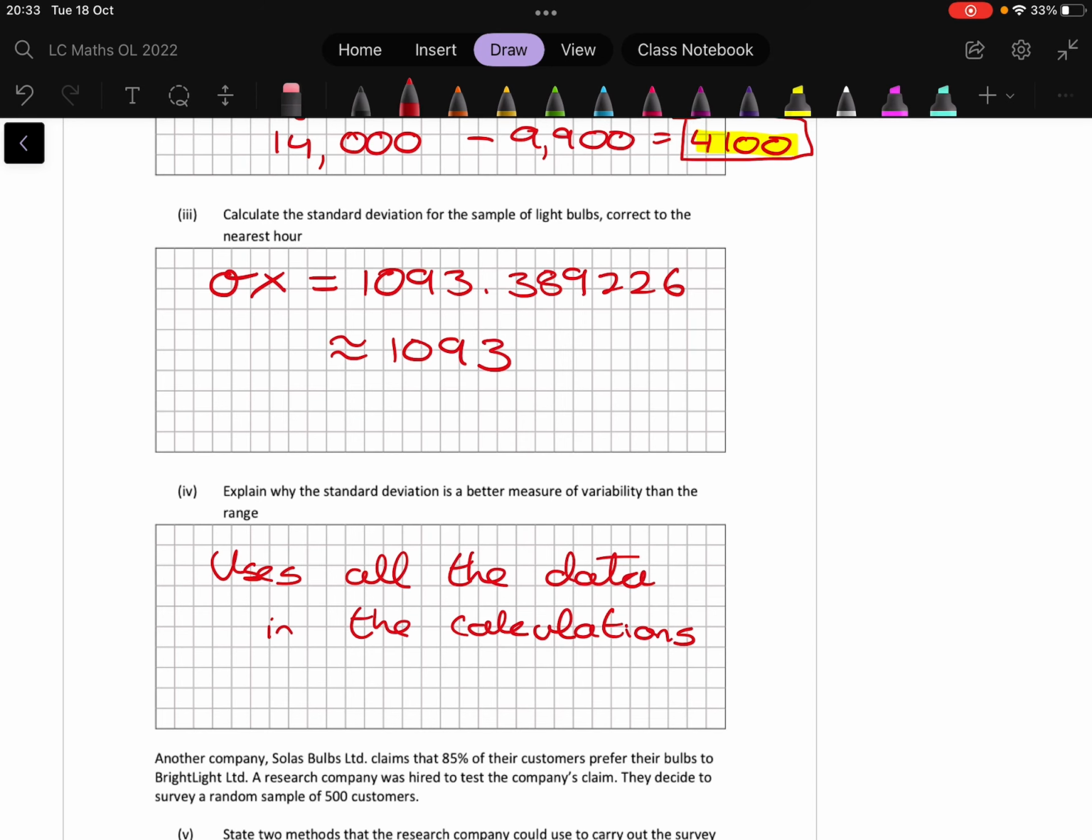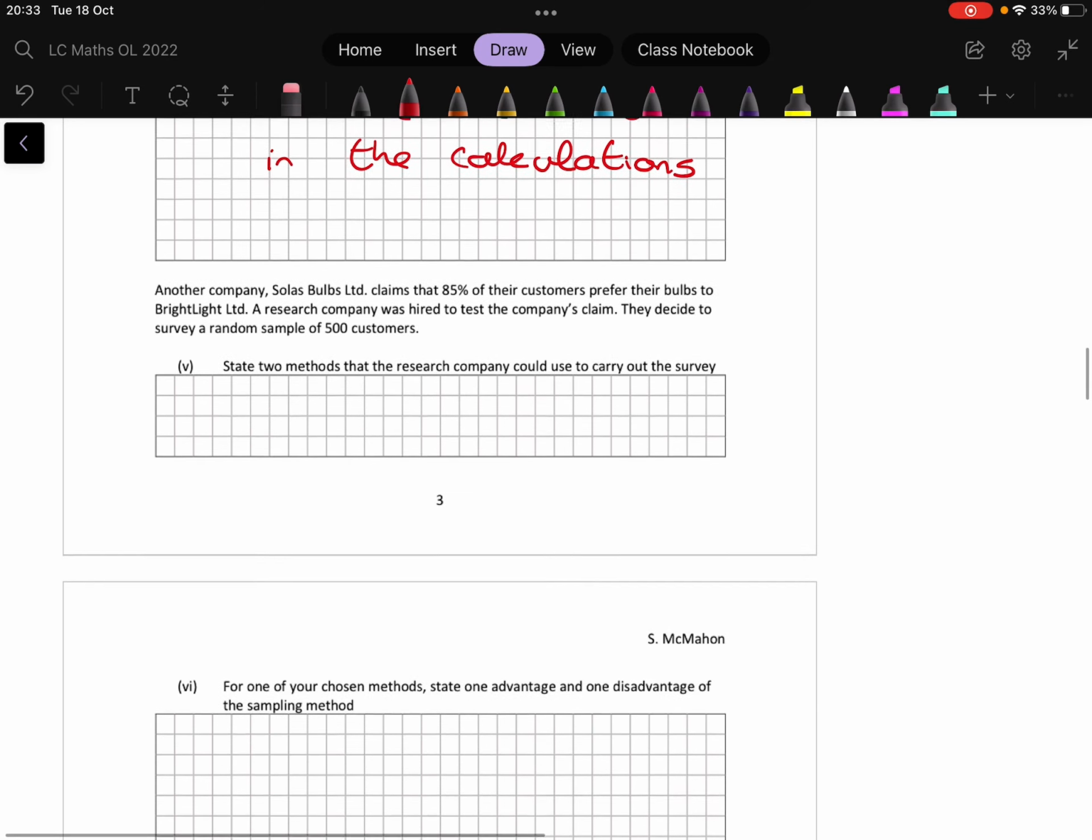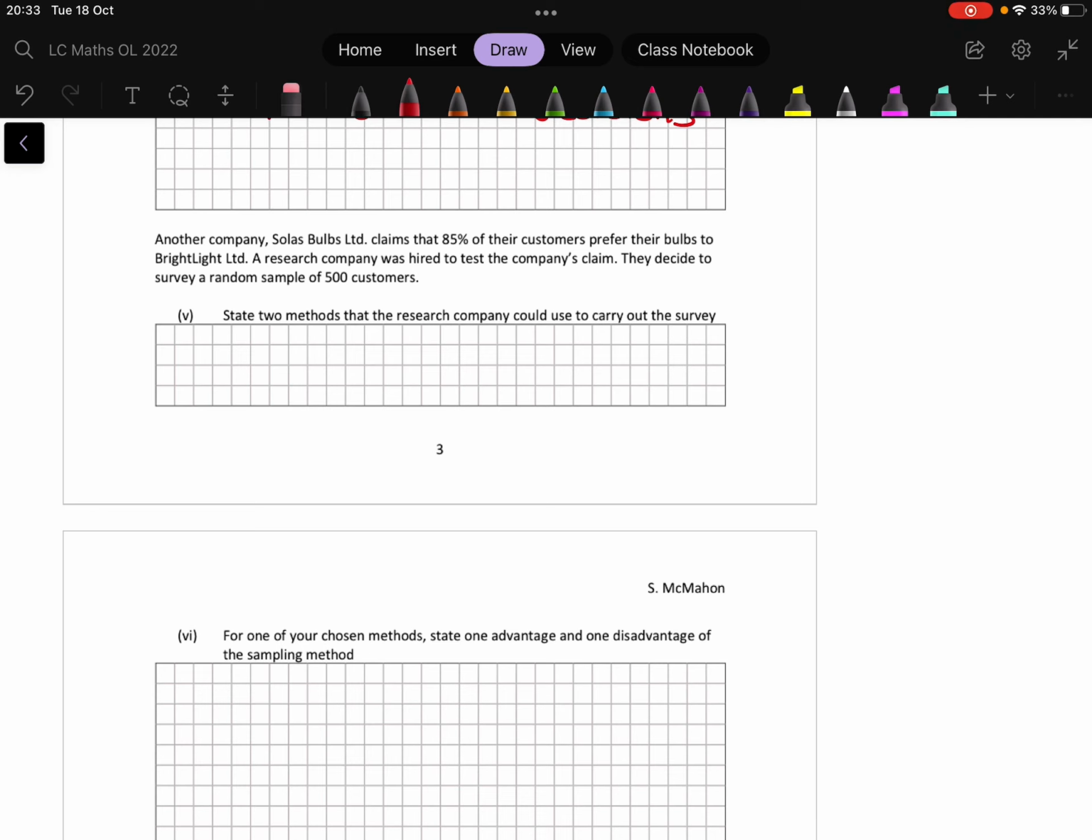Okay. So let's have a look then. Another company, Sullus Bulbs Limited, claims that 85% of their customers prefer their bulbs to Brightlight Limited. A research company was hired to test the company's claim. They decided to survey a random sample of 500 customers. And we are asked to give two methods that the research company could use to carry out the survey. So how could they carry out the survey?